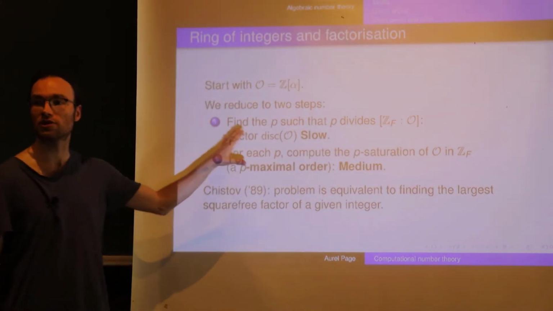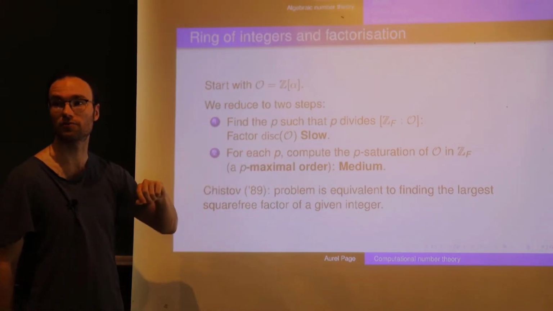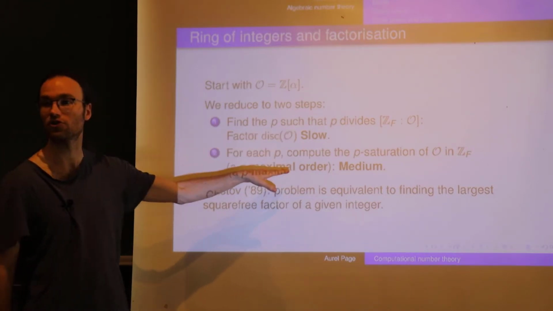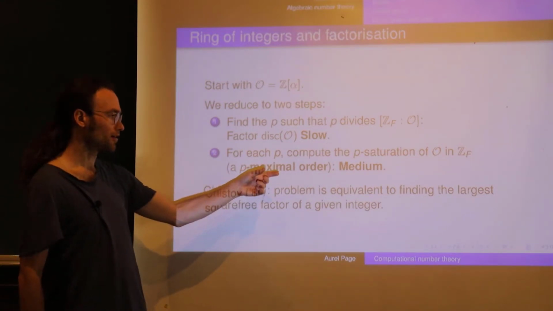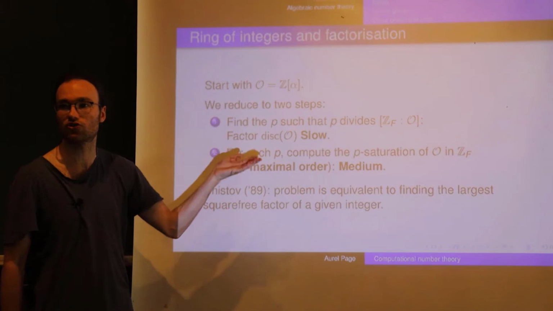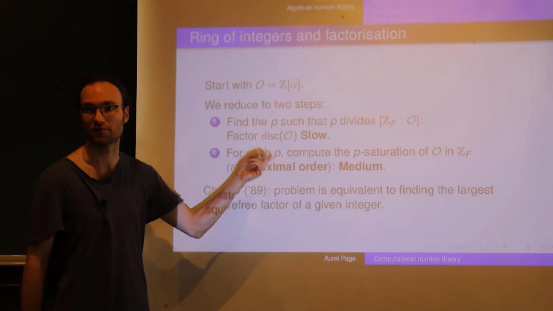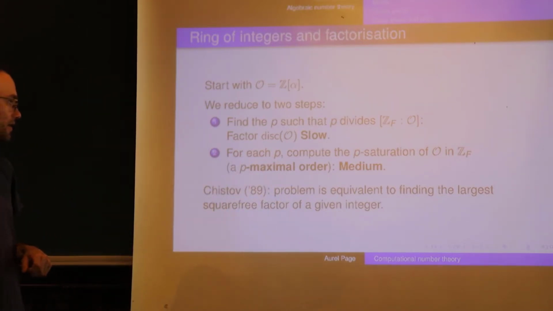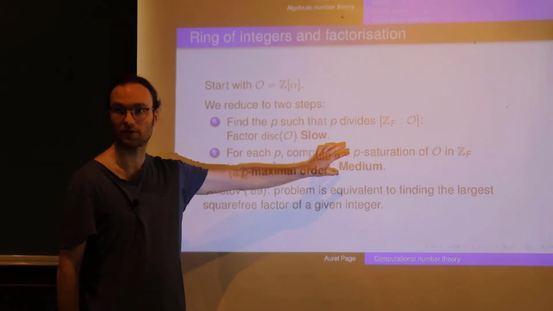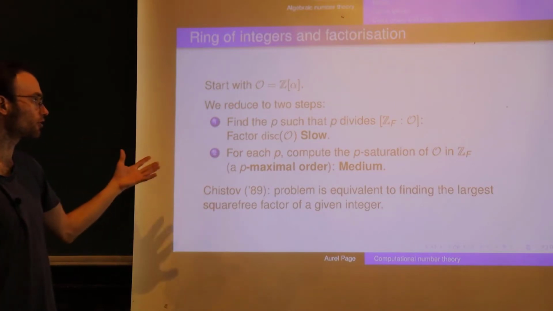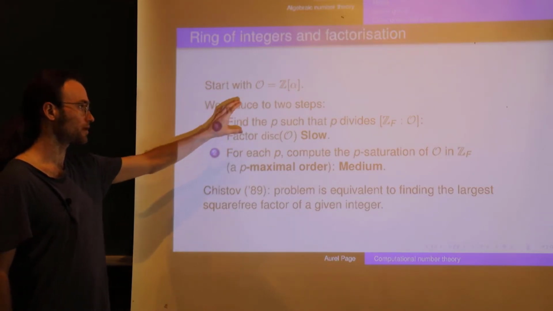And in this particular context, it has another name. We call this a p-maximal order containing O. Okay, but it's the same definition, just in this context we call it that. Or I guess, well, maybe in the group context, the p-saturation was just a group. Here it turns out that the p-saturation is not just a group, it's actually also a ring. Okay. And this we're going to discuss in a bit more detail, but we can do this in polynomial time for a given p.